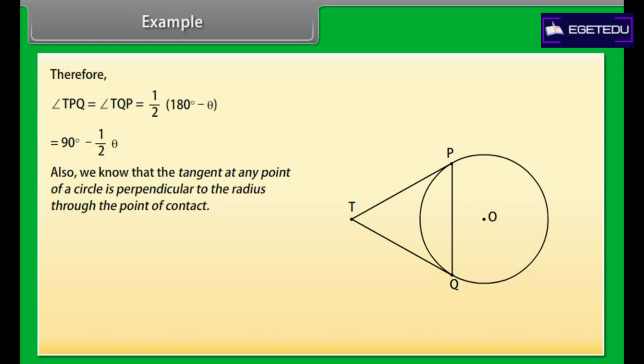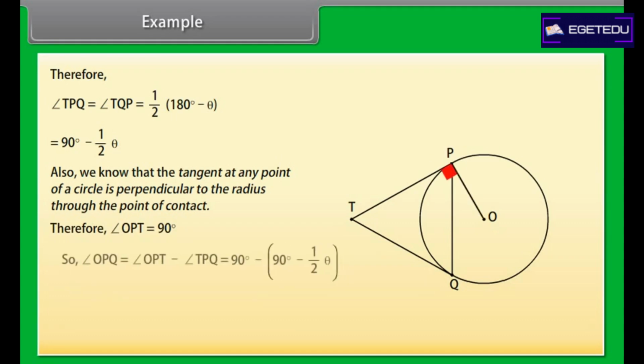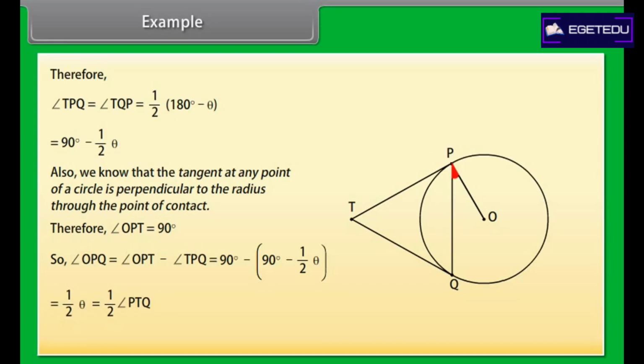Also, we know that the tangent at any point of a circle is perpendicular to the radius through the point of contact. Therefore, angle OPT is equal to 90 degrees. So, angle OPQ is equal to angle OPT minus angle TPQ, which equals 90 degrees minus (90 degrees minus 1/2 theta), equal to 1/2 theta, equal to 1/2 angle PTQ, or angle PTQ is equal to 2 angle OPQ.